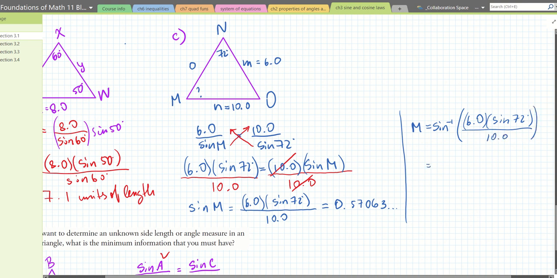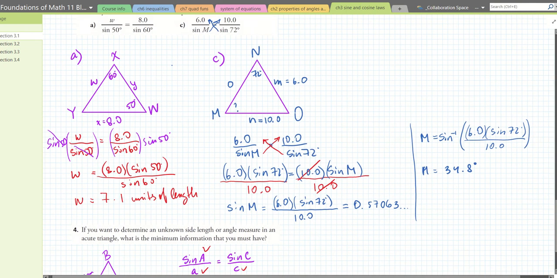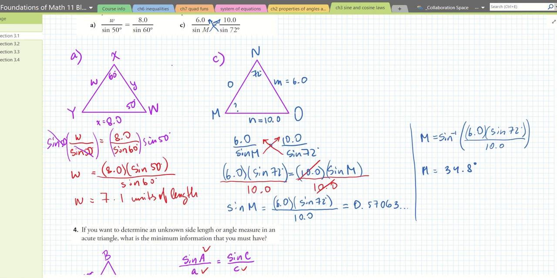Okay, and in this case, the angle is 34.8 degrees. So M equals 34.8. Again, whenever you're solving for the unknown, you're cross multiplying here. Okay, so that's all the questions I had for section 3.1.